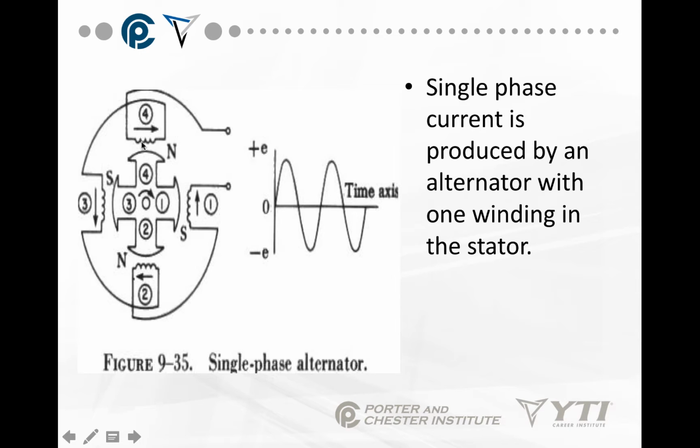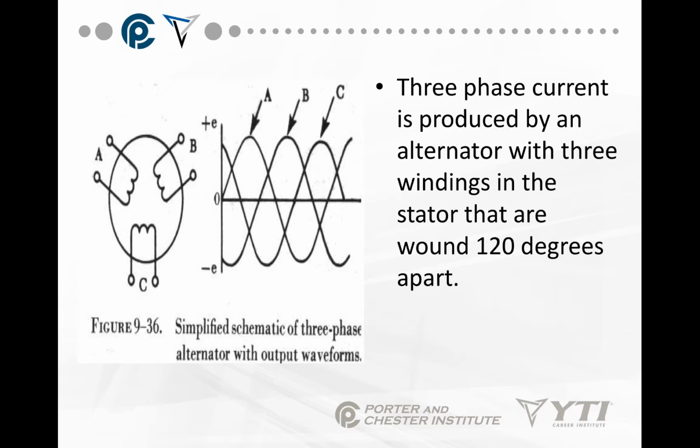So again, we have our winding and we have our magnet. We rotate the magnet inside the winding, and that produces our positive and negative voltages, or our sine wave. The faster we rotate the magnet in the winding, the higher the frequency, or the hertz, of the current is. Three-phase current is produced by an alternator with 3 windings in the stator that are wound 120 degrees apart. So each one of these is 120 degrees apart.